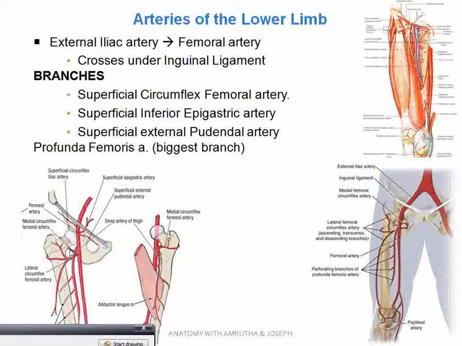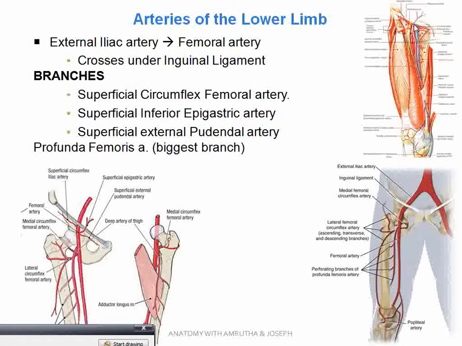Whereas profunda femoris is the deep artery. It is also called deep artery of the thigh, and it is a deep branch from the femoral artery, and this goes to the deeper aspect and supply certain structures.